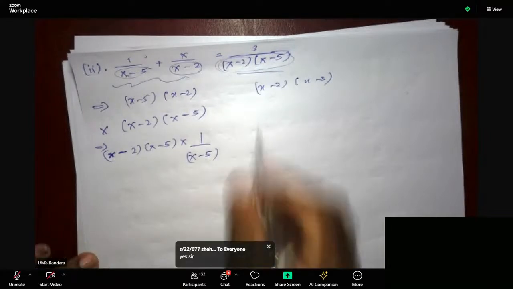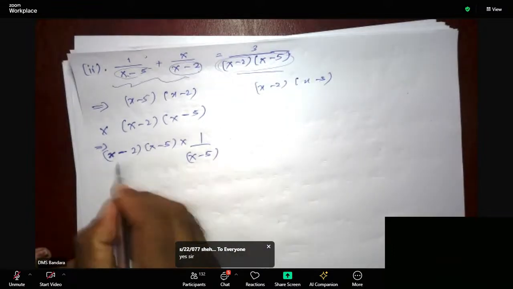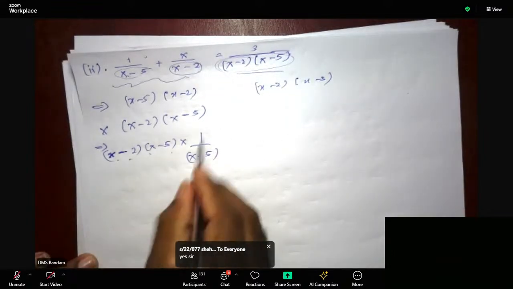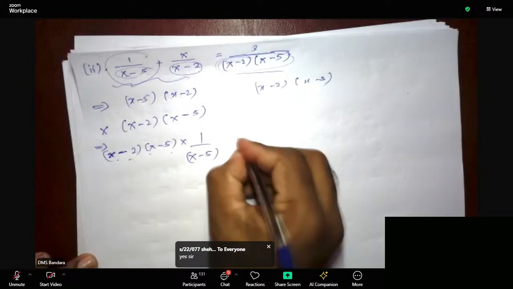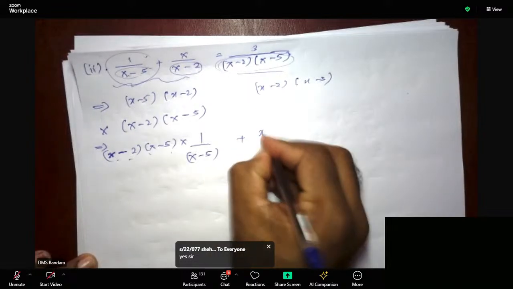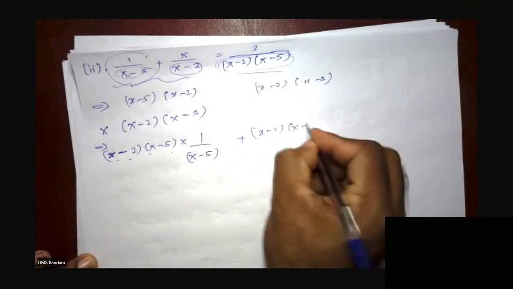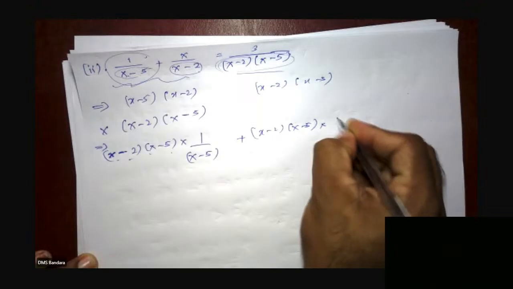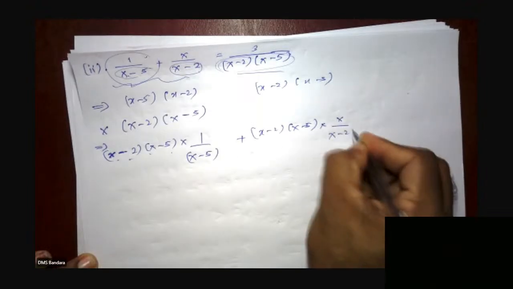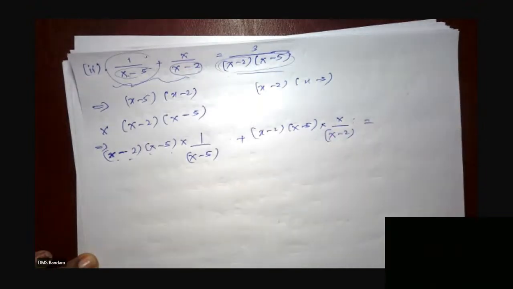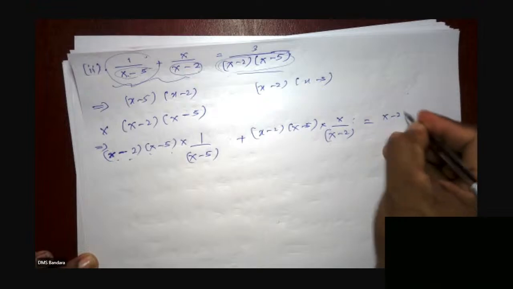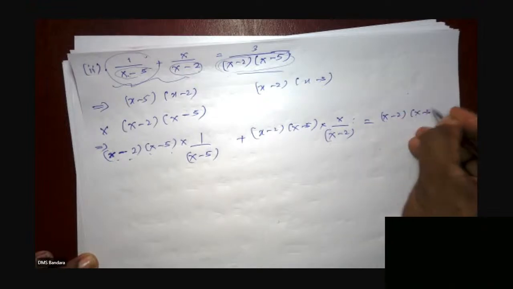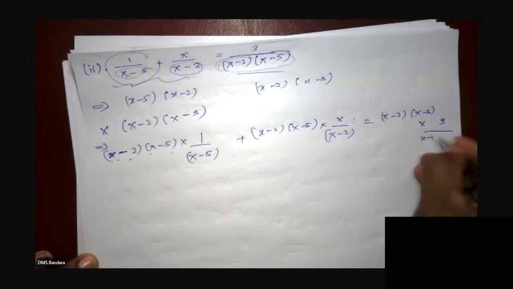So the first part, you multiply x minus 2, x minus 5, this one. Then plus x minus 2, x minus 5 times x over x minus 2, equals x minus 2, x minus 5 times 3 over x minus 2 is 5. Right?